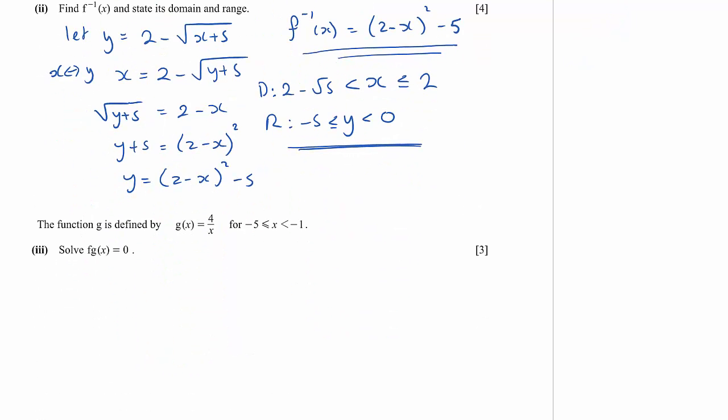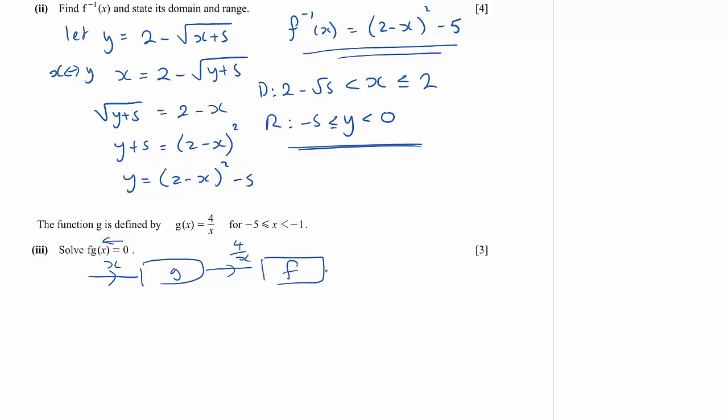Now, continuing on, function g is defined here. Solve f of g of x is equal to 0. Okay, so we would do g first, because the x goes in this way. And so that would give me 4 over x.